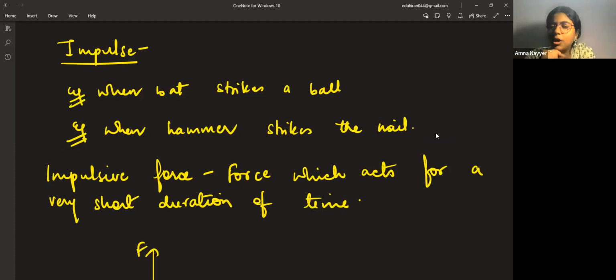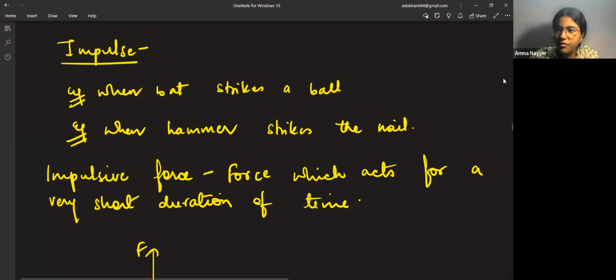So now instead of calling that force which is acting for a short duration of time, because how will you define it? Every time you'll have to specify that this force acted for a short duration of time, right? So instead of mentioning that, simply say the fact that this is an impulse occurring. So forces that act for a very short duration of time, we have a special name, which is known as impulse. Fine. Impulse is a force that acts for a short duration of time.